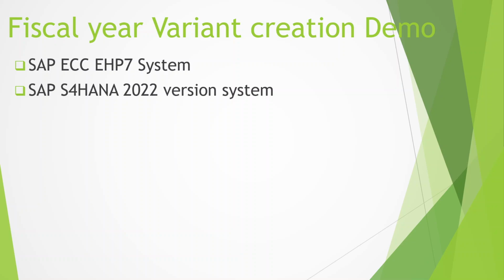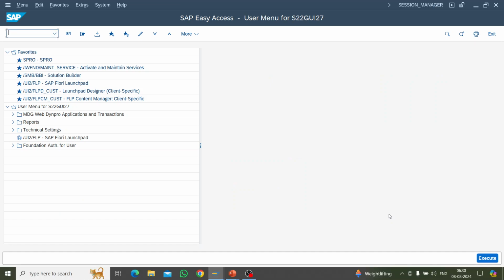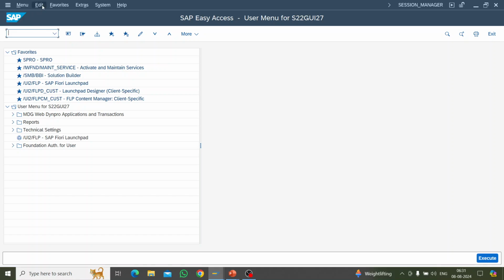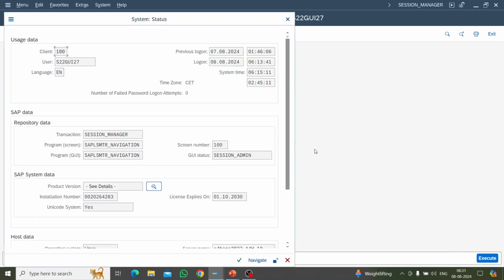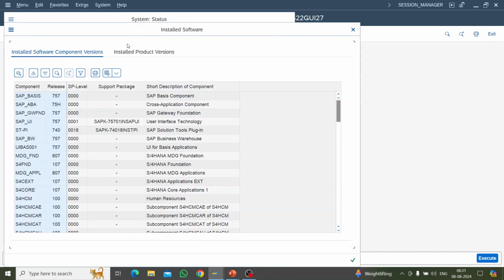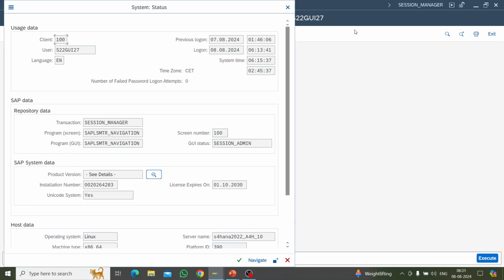Now we have come where we will see the demo of these two fiscal year variants in the system. So let's proceed further. First we are going to see it in the S4 HANA system 2022 version. As you can see, this is the S4 system. Let me show you so that you believe that what I am talking about is actually the S4 HANA 2022 version. You look at this. Still, if you have doubts, you can see it here as well. Can you see? All are 2022 release. So this is how things are.